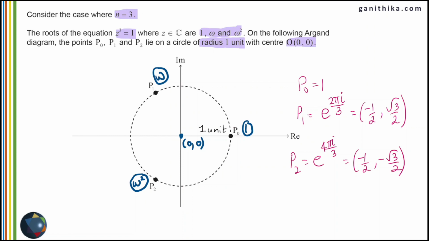Simplifying this using cos theta, sin theta, the coordinates of omega will be minus half comma root 3 over 2. Similarly, for P2, the value is e to the power of 4 pi i over 3. Omega square is e to the power of 4 pi i over 3 here because n equal to 3. And simplifying this using cos theta, sin theta, the coordinate is going to be minus half comma minus root 3 over 2. This is something that you can take note of at this point of your question paper. So again, write this down on your rough paper so that it might be helpful later.